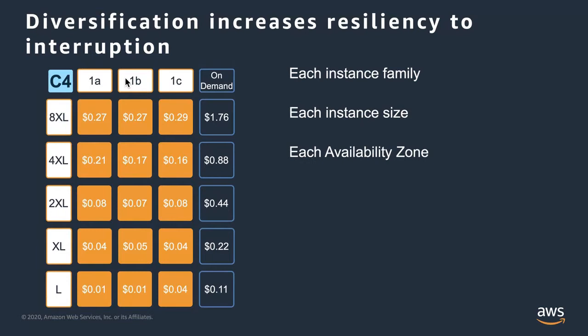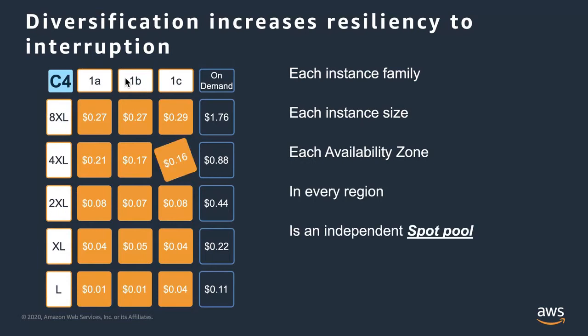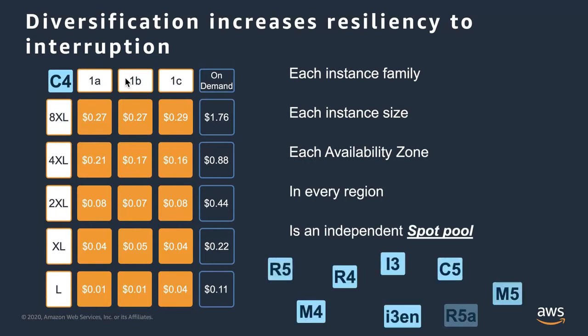This explains diversification in more detail and introduces the concept of what we call a Spot capacity pool. As you see here, C4 is the instance family, L to 8XL are the different instance sizes, and 1A to 1C are the different availability zones. A combination of an instance family, size, and availability zone in every region is an independent Spot capacity pool.